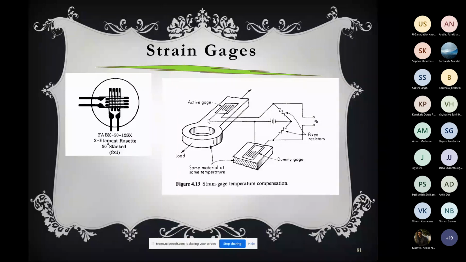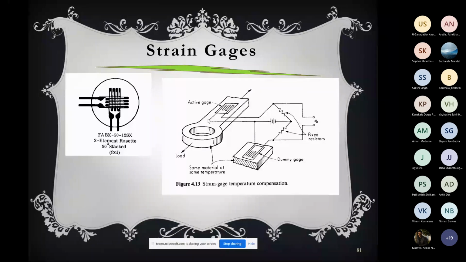So this is the way, when the temperature is acting as an interfering input, we can use a dummy strain gauge and implant it on the same material but without any strain, and then we can use these two strain gauges in the Wheatstone bridge, and as a result the temperature effect on the strain gauge can be nullified.